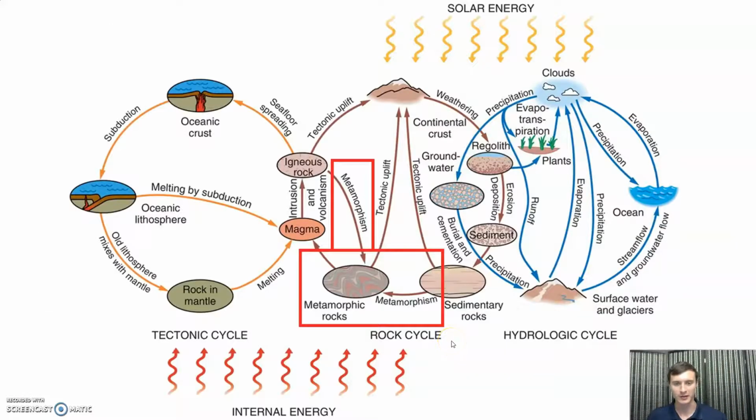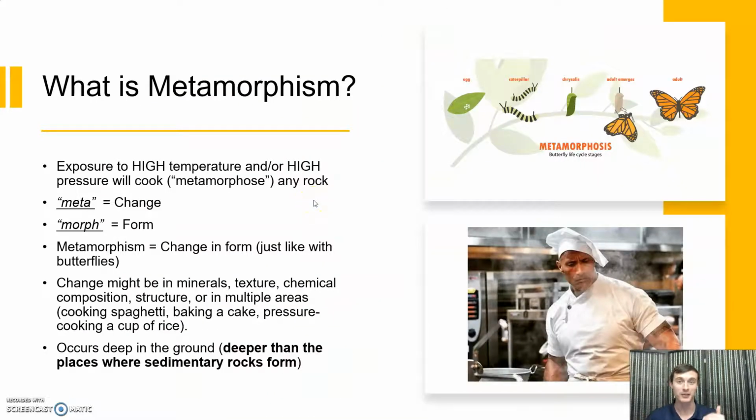Going back to our rock cycle diagram, we've covered igneous rocks, we've covered sedimentary rocks, we've talked about all the different processes involved, and now we talk about how these two become metamorphic rocks. What is this process of metamorphism? So metamorphism simply is rock cooking. You take a rock, you expose it to high temperature and high pressure, and you cook it.